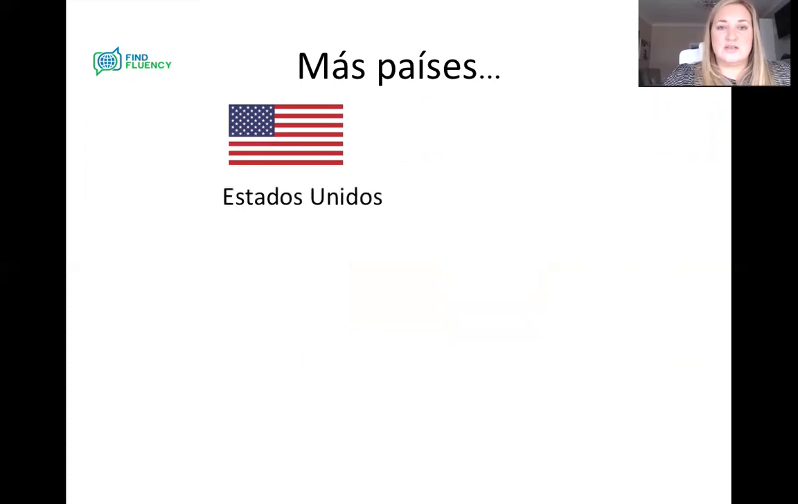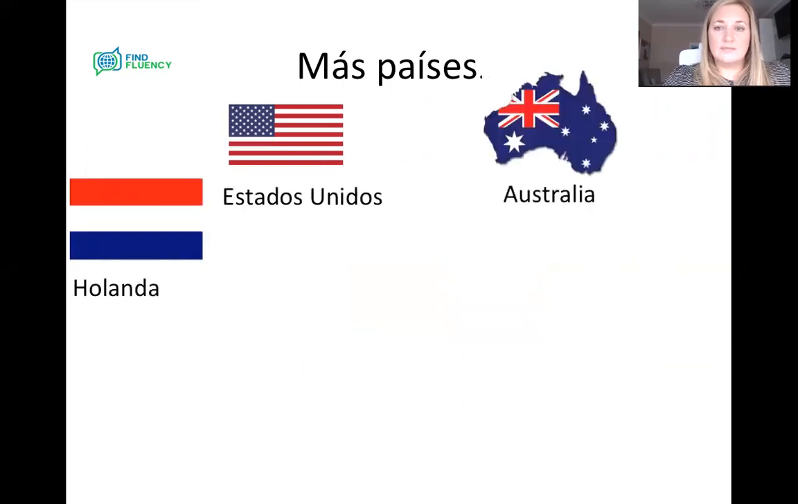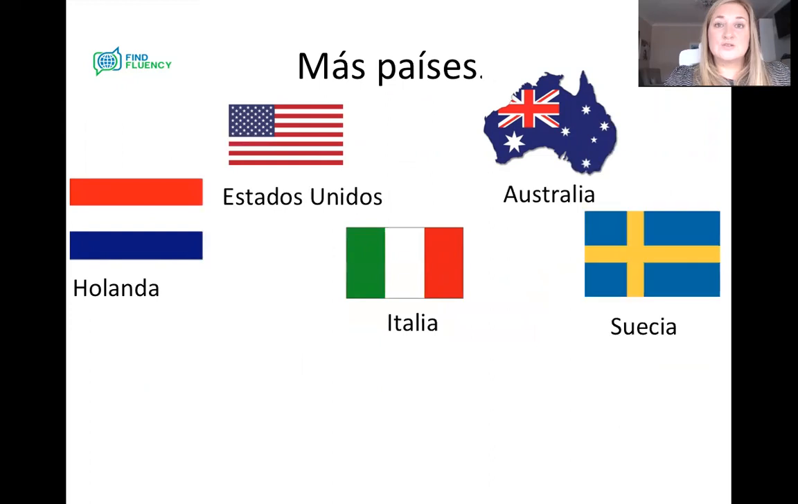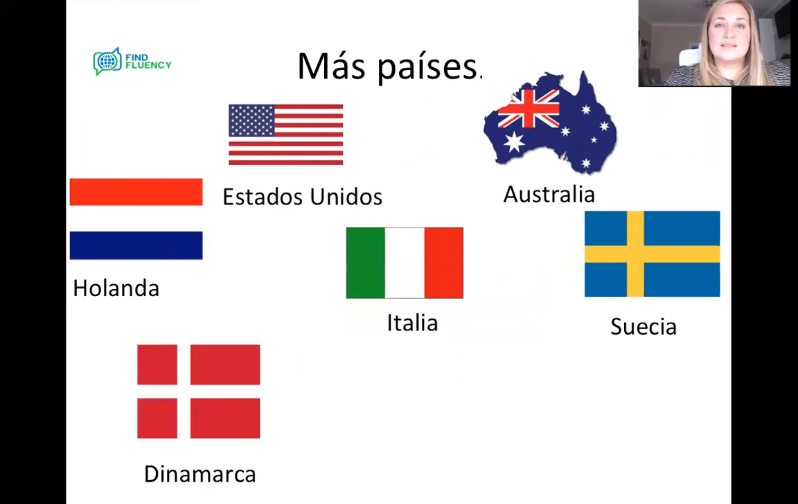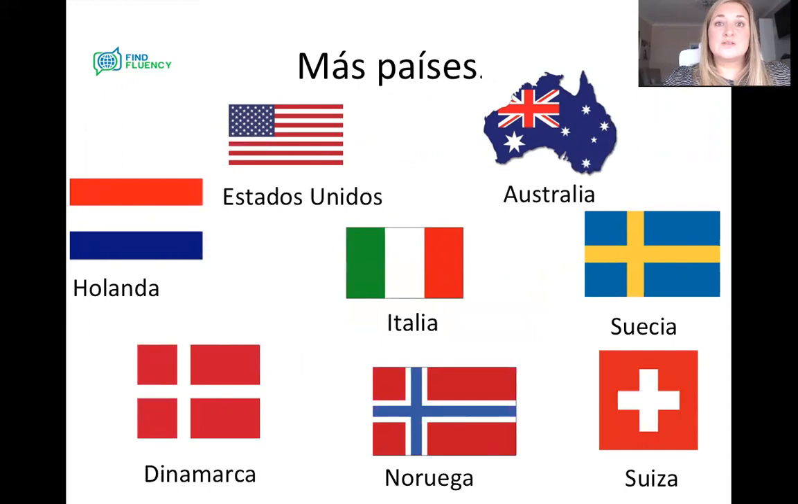Estados Unidos, Estados Unidos. Holanda, Holanda. Australia, Australia. Italia, Italia. Suecia, Suecia. Dinamarca, Dinamarca. Noruega, Noruega. Suiza, Suiza.